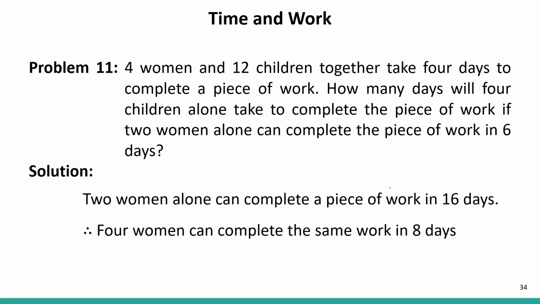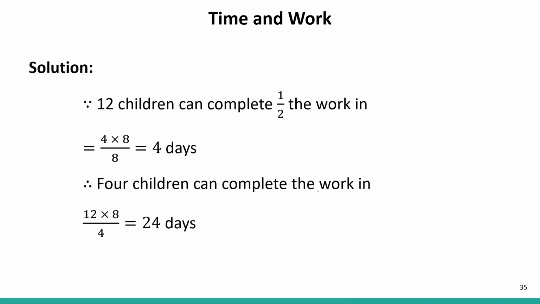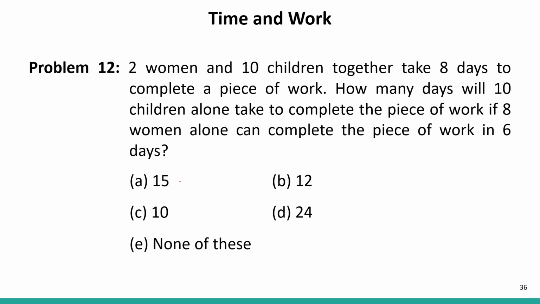Okay. So let's see the step-by-step solution. 2 women can alone complete the piece of work in 16 days. So 4 women can complete the work in 8 days. It is 16 here. There is a slight typo here. It should be 16. So 12 children can complete the work in what? 1 by 2 of the work, that is equal to 4 into 8 by 8, which is equal to 4 days. So 4 children can complete the work in 12 into 8 by 4, that is equal to 24 days.